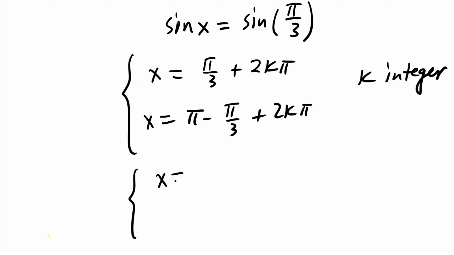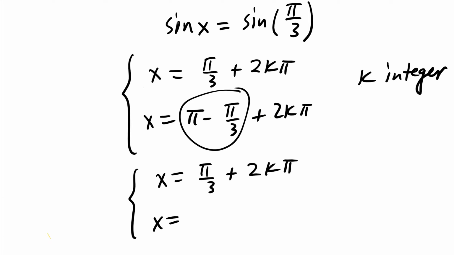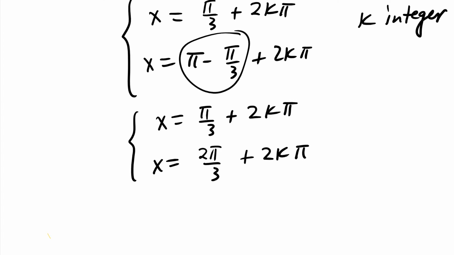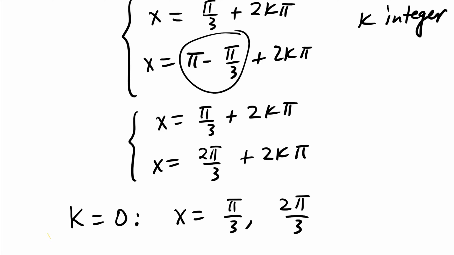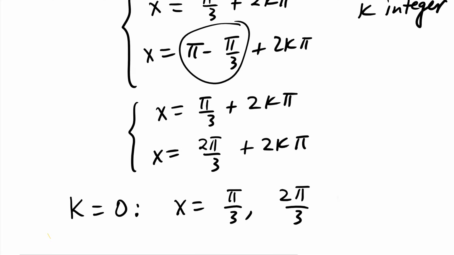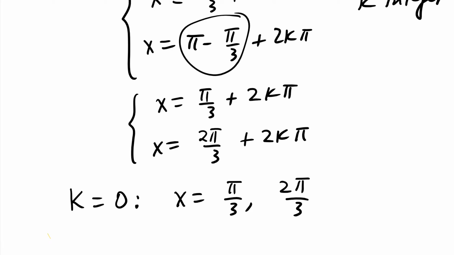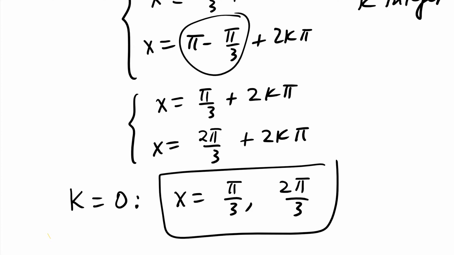Keep the first one the same. Nothing can be done for the first one. For the second one, if you combine these two, multiply top and bottom by 3, 3 minus 1 is 2 pi over 3 plus 2k pi. Don't leave it like this. So k is 0, and we'll see what it gives us. Pi over 3 is okay, 2 pi over 3 is okay, they're still within 0 to 2 pi. But if you take 1 or 2 or higher, it's going to be way more, so there are only 2 solutions.